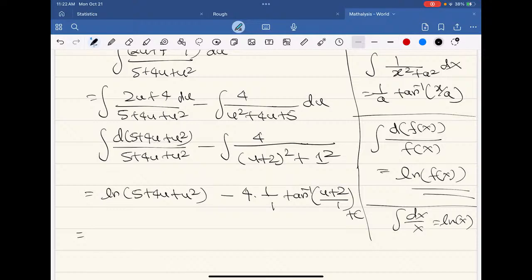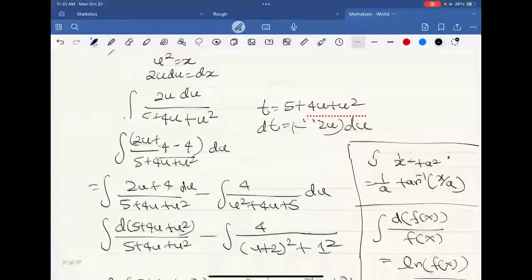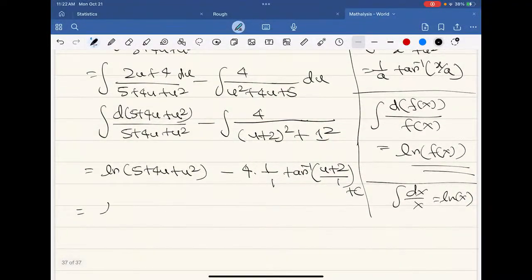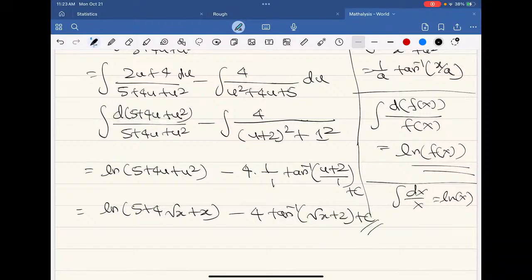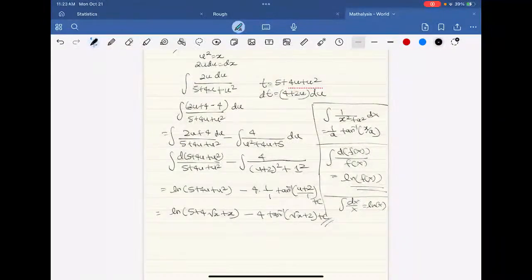Now we know that u is just root x, right? So using that, we get ln of 5 plus 4 root x plus x minus 4 tan inverse of (root x plus 2) plus c, and that is our answer. Does that make sense? I think this one is just some manipulation, right?